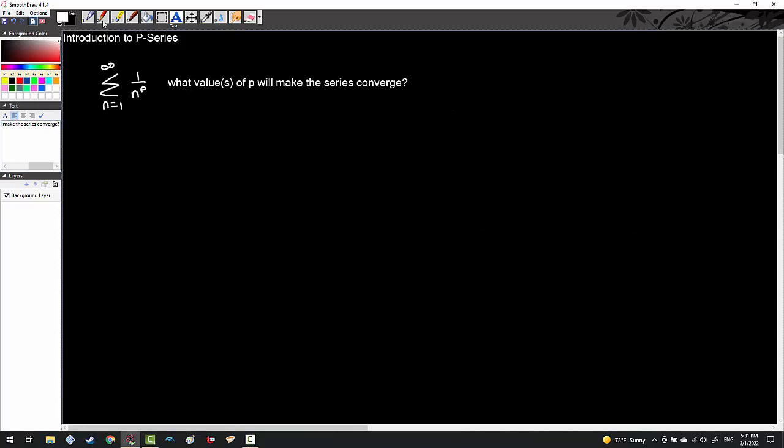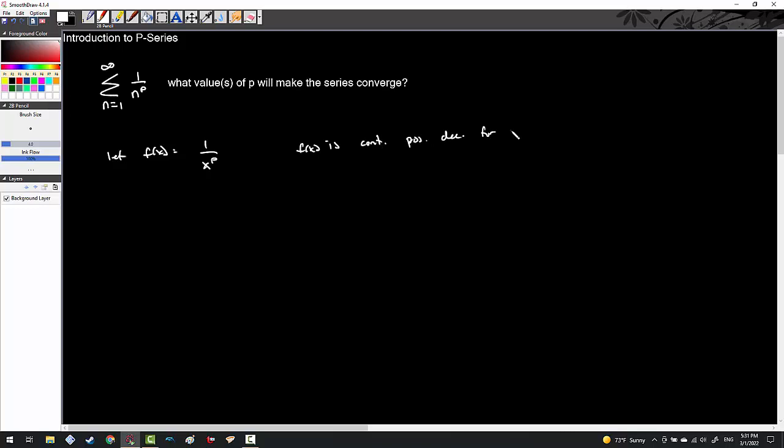And some of you, I'm hoping, are remembering what that was from improper integrals, but we will actually use the integral test to show this. So I'm going to go ahead and say, all right, let f of x equal 1 over x to the p. Well, I can say f of x is continuous, positive, and decreasing for all x greater than 1.